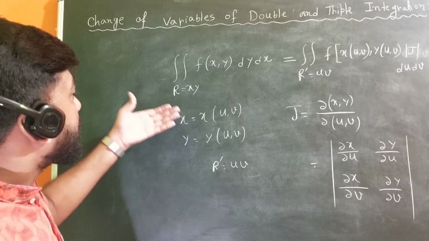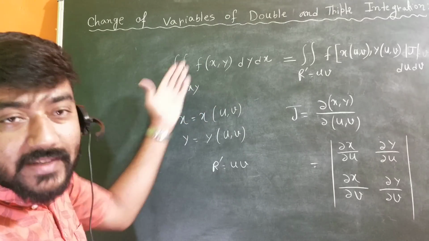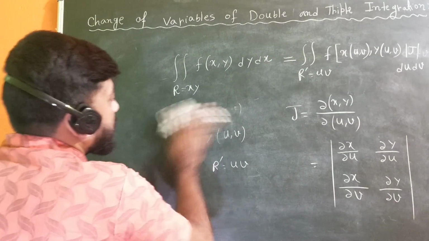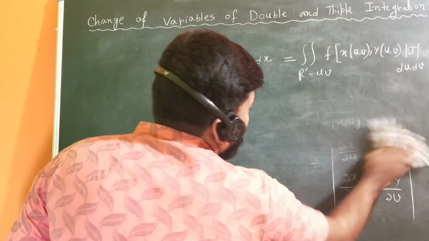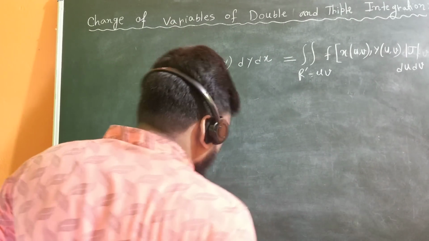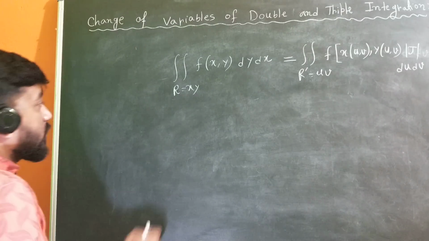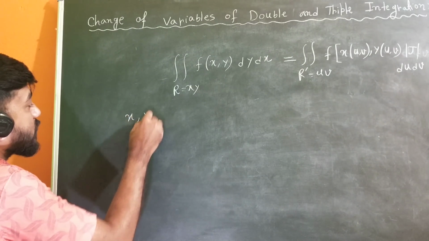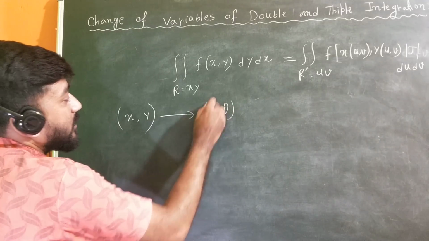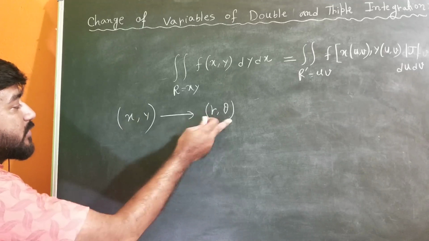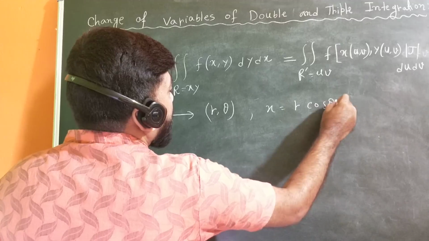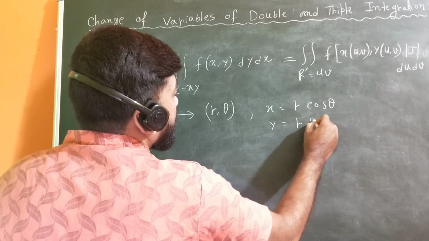Now let me take the example from Cartesian to polar, which is the easiest case. Let me give you the concept of changing the variable for the coordinate from Cartesian to polar. In Cartesian coordinates we have x, y, and we are interested in changing this xy to r theta. You know the relation between them: x is equal to r cos theta, and y is equal to r sin theta.